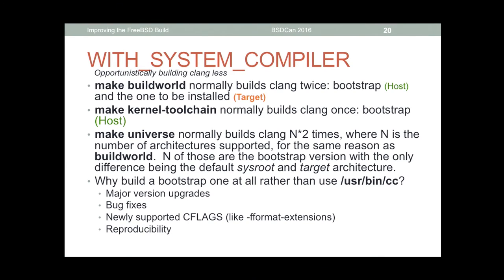Obviously, major version upgrades. Clang is changing very quickly in the tree. We went from 3.6 to 3.7 to 3.8, all in the span of the 11 timeline, I believe. So when you update the bootstrap compiler, you want everything in the tree to build with the new compiler. If you fix a bug in the compiler, it's generating the wrong code, you definitely want it to rebuild everything. It could fix a very critical problem with the outputted stuff. If you add new C flags support that you now want to use for the entire build to enable some new feature, you obviously want the new compiler for that. And for reproducibility, to be able to check out the same version of the tree, you want the same output to always come out. So you don't really want to just use whatever compiler you happen to have sitting around.